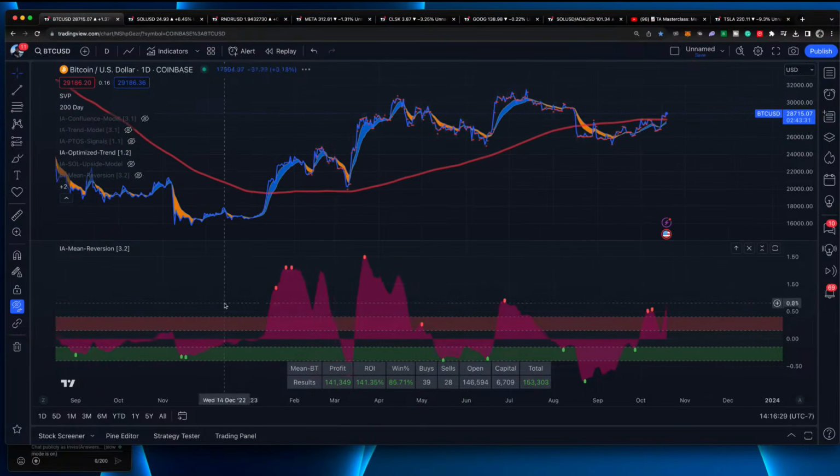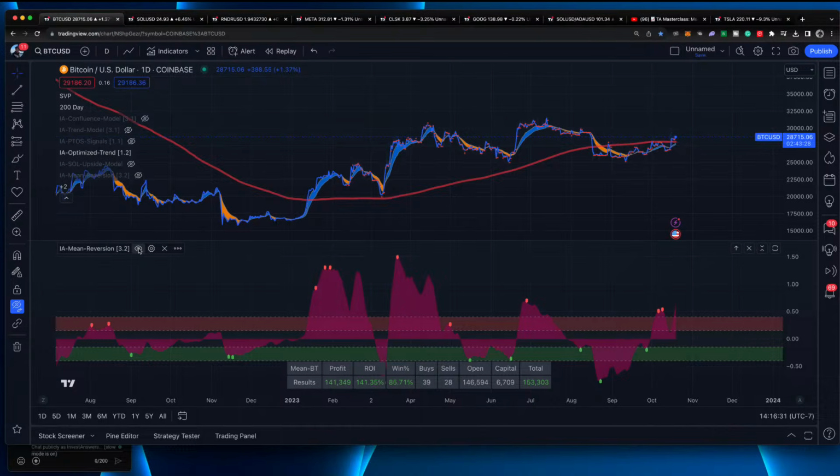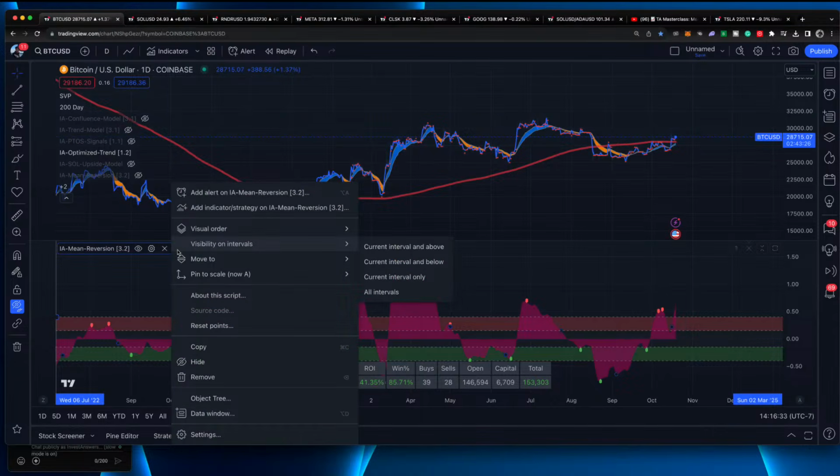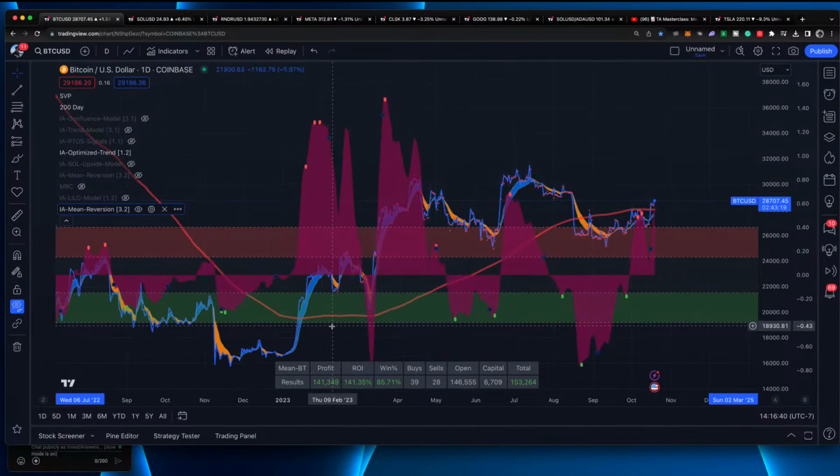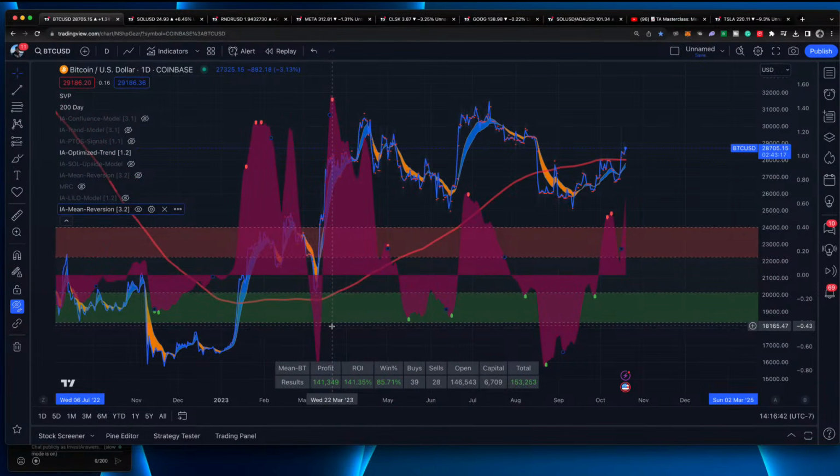And again, it looks a little more extreme, a little more exaggerated, but it's hard to see the full chart. So I'm going to move the bottom pane to the pane above, and then you'll see exactly how things correspond with price. Sometimes it's perfectly in sync, sometimes it's not. Again, the trend is your friend.